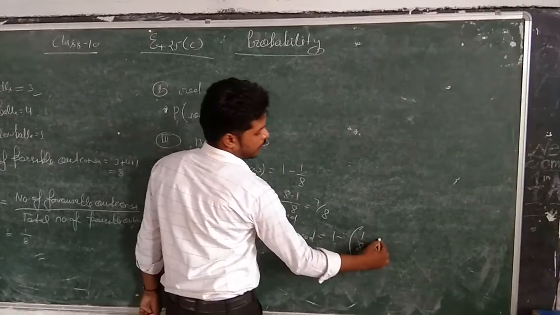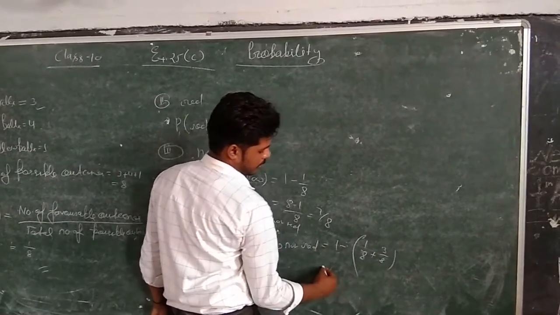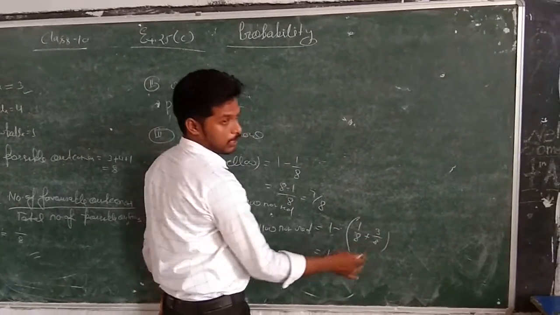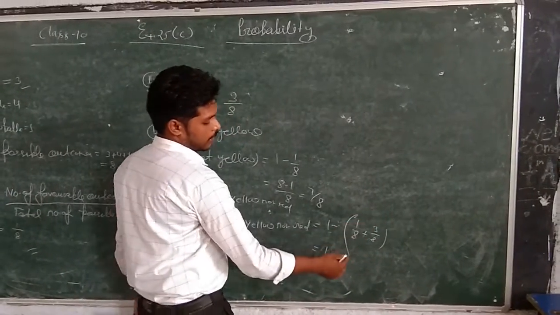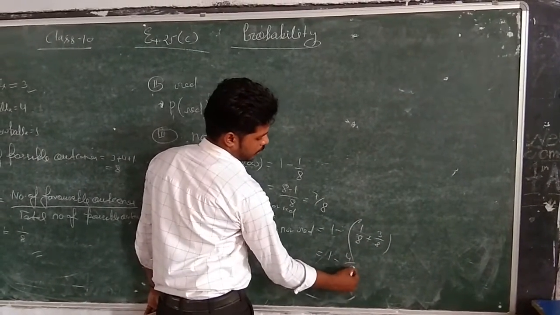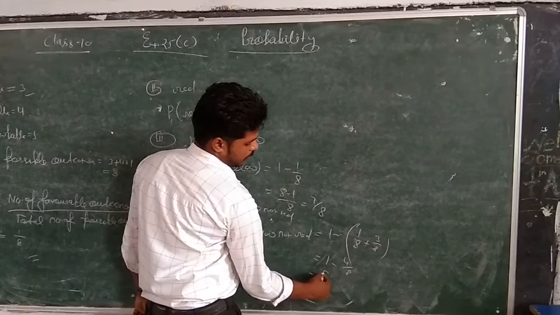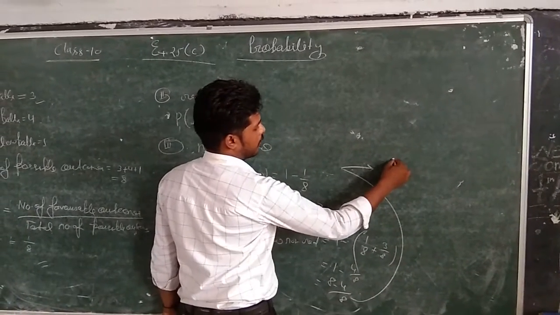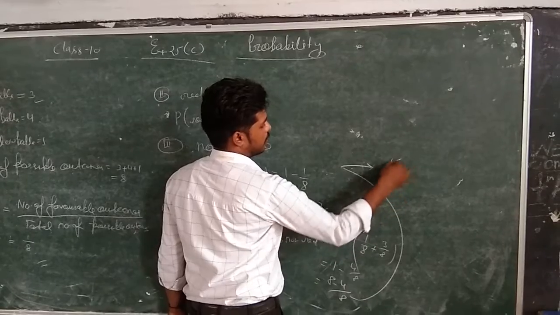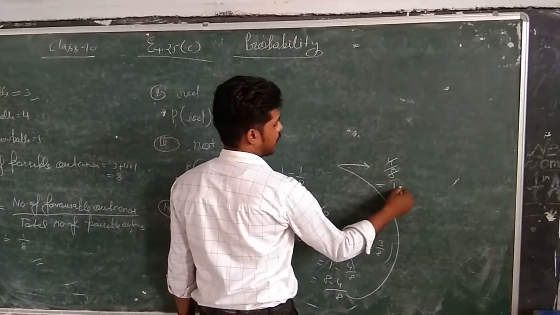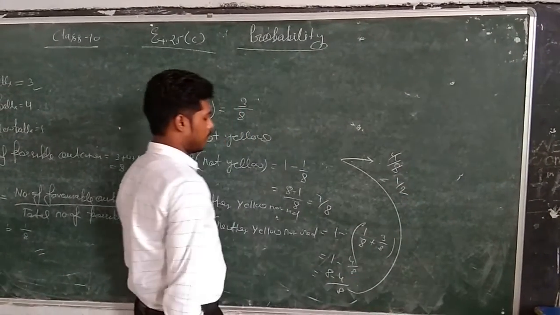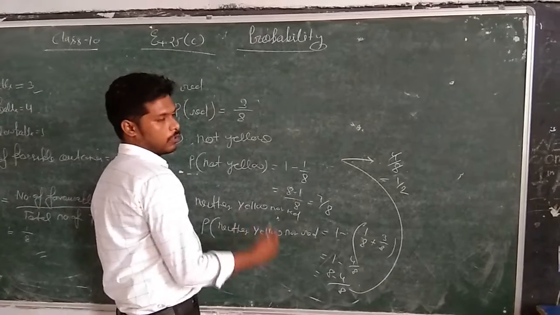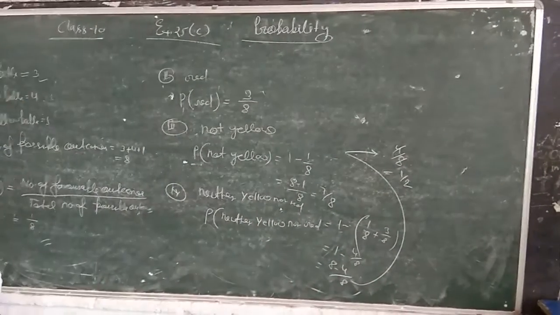Here the denominators are the same, so you will simply add the numerators, so 4 upon 8. Here 8 minus 4 upon 8, you will get 4 upon 8. Reduce it, 4 divided by 8, you will get 1 upon 2. This is the probability of neither yellow nor red. So this is the first question.